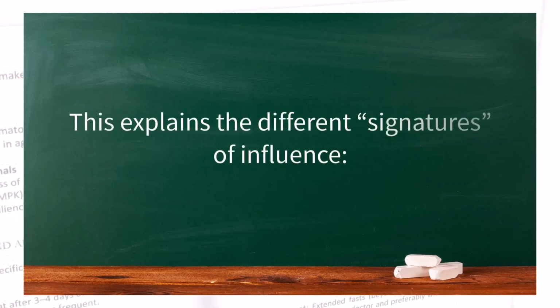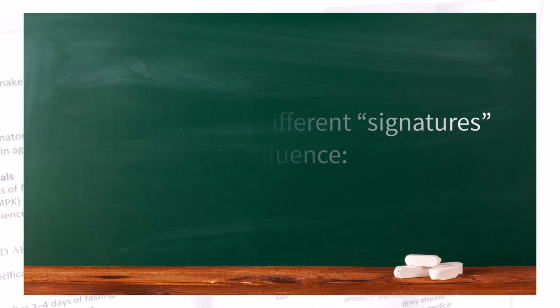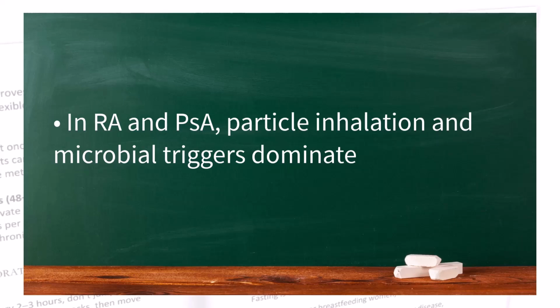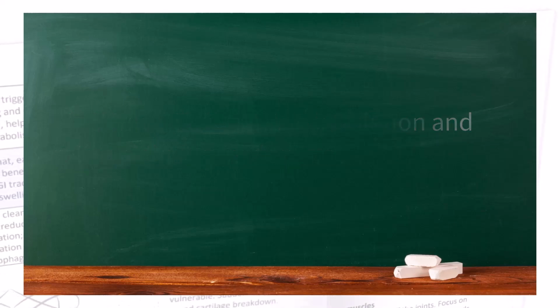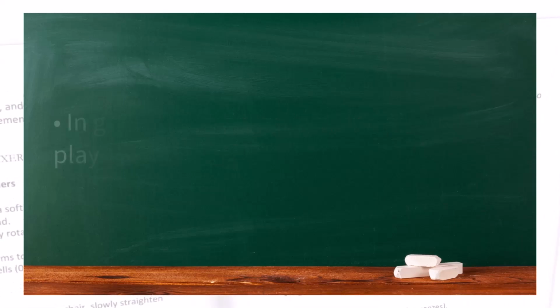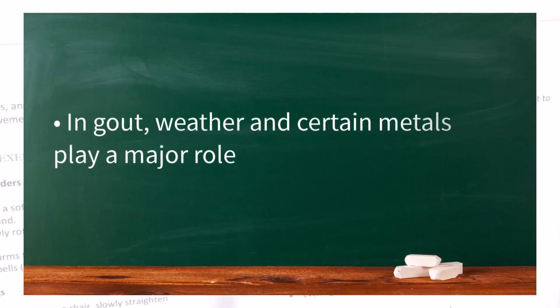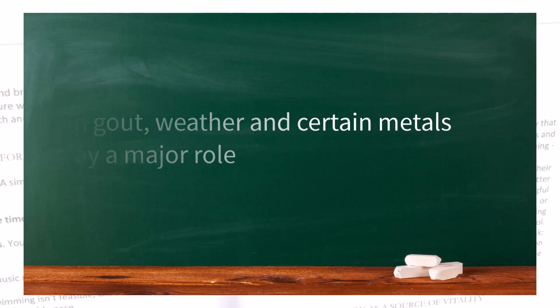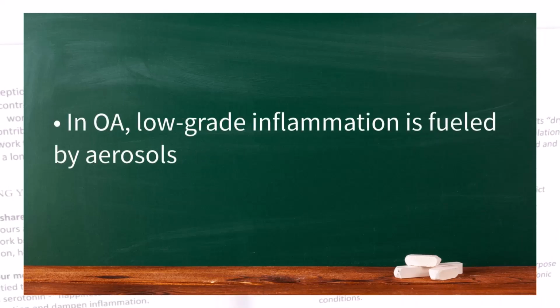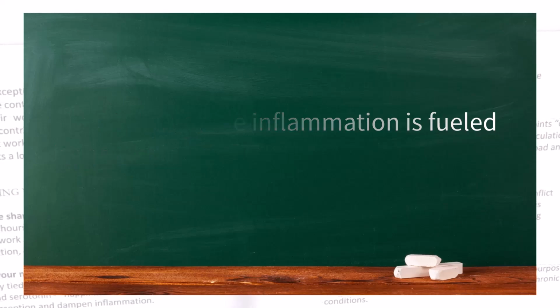This explains the different signatures of influence. In RA and PsA, particle inhalation and microbial triggers dominate. In lupus, ultraviolet light and air pollution are key. In gout, weather and certain metals play a major role. In OA, low-grade inflammation is fueled by aerosols.